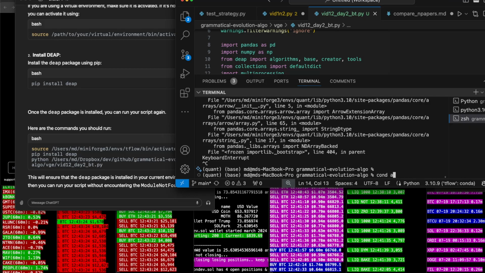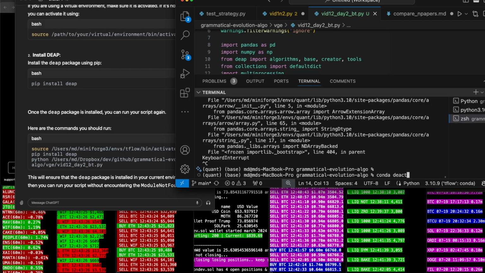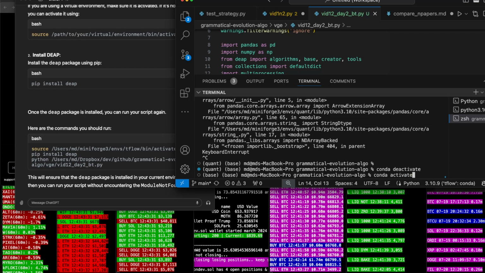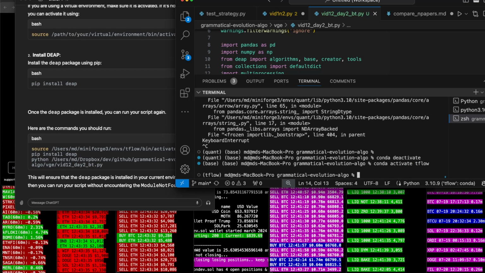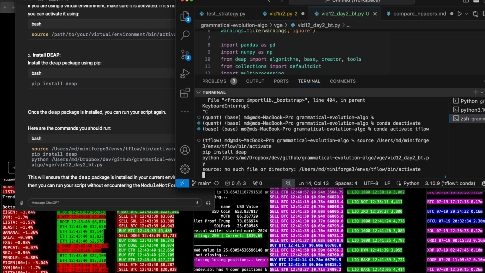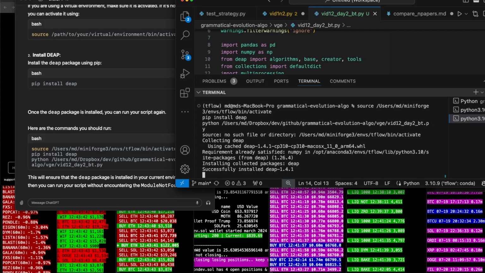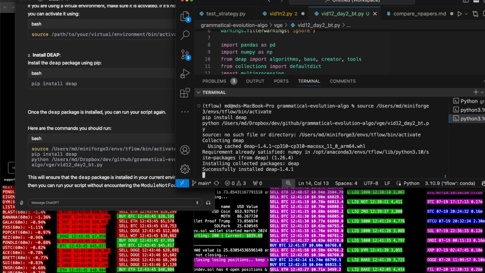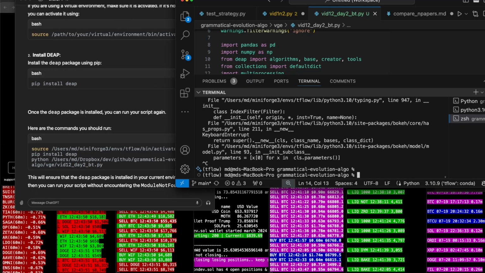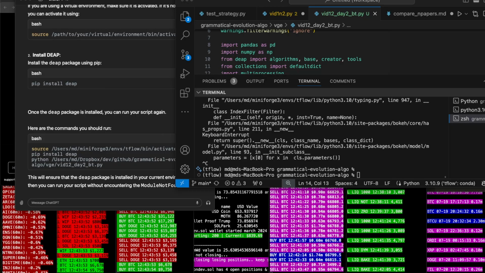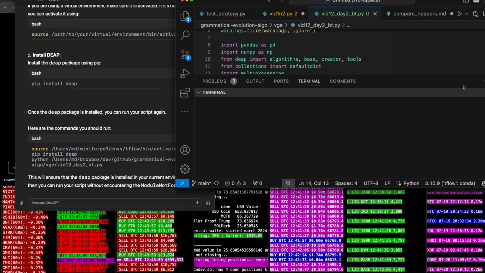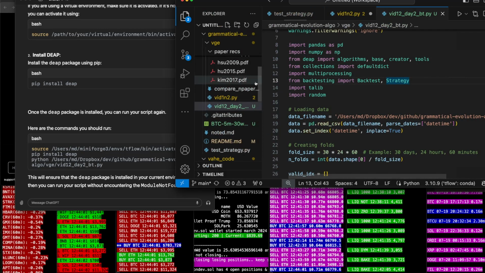Conda deactivate. Conda activate T-flow. Pip install. Come on. All right, I guess I don't know how to do this anymore, because I thought I had the deep library in here and we were running it just the other day. But maybe I'm tripping.